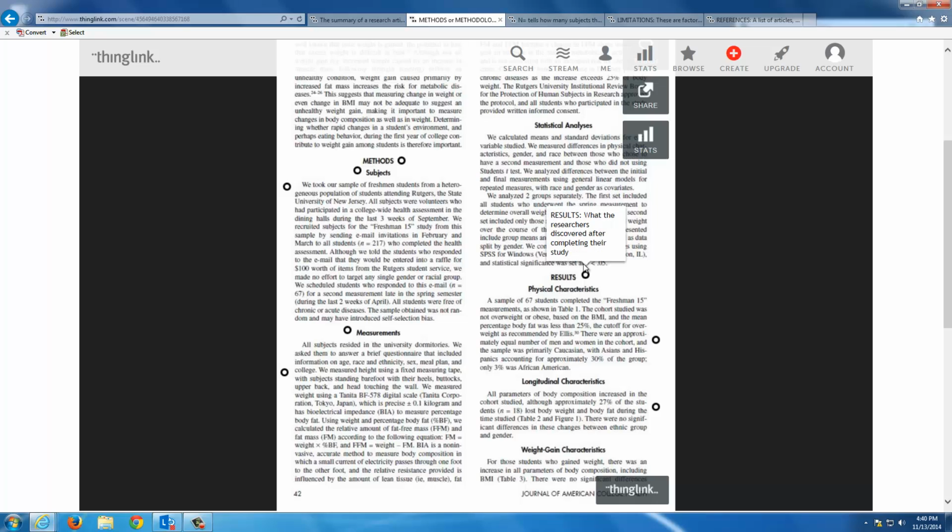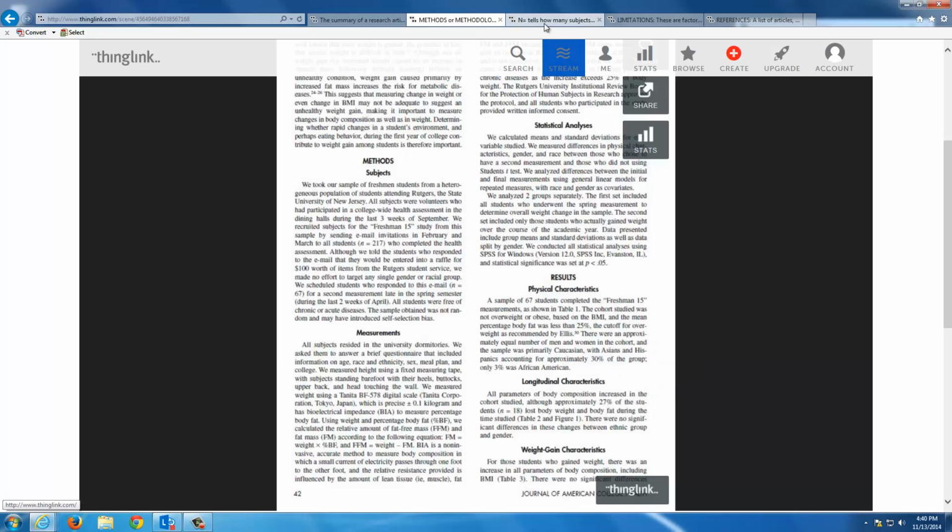I'm going to jump ahead here to look at the results. So the results are where the researchers are going to tell you what they found out, what they discovered after completing their study. So in this case, you'll see they talk about the results in terms of physical characteristics here. So in this case, the subjects were not on average overweight, both male and female, mostly white. And so they'll give you some things that they discovered because of what they looked at there.